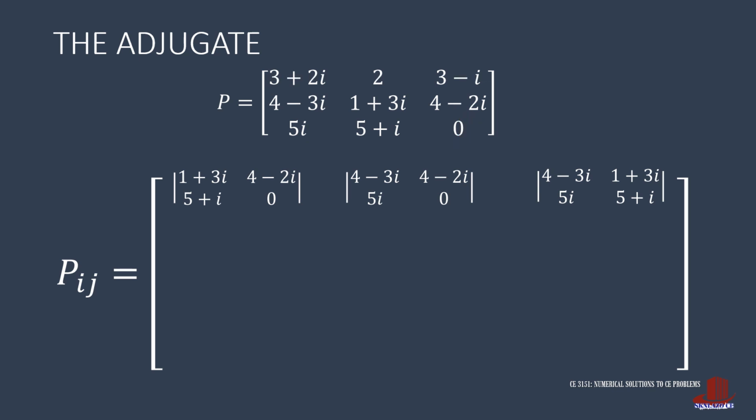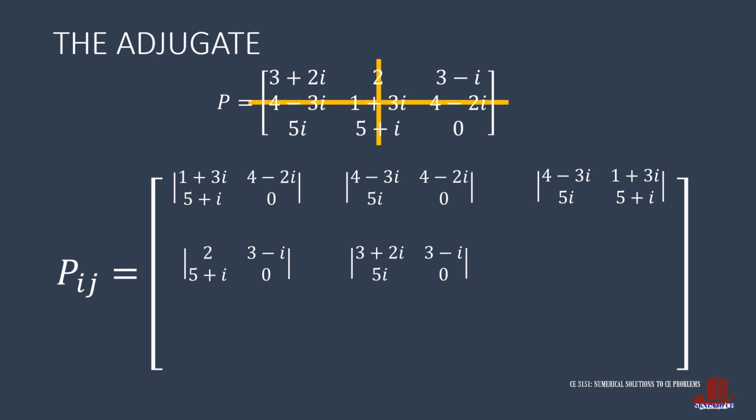Moving on to row 2, cover column 1 and have the minors 2 and 5 plus i, with 3 minus i and 0. Right at the middle of the matrix, the minors taken are 3 plus 2i and 5i, with 3 minus i, with 0. And to complete the second row, the minors are 3 plus 2i and 5i, with 2 and 5 plus i.